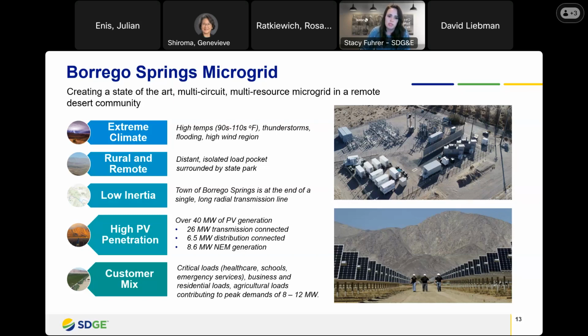The customer mix in Borrego Springs is quite unique. There are healthcare, schools, there are emergency services. The community, because it is a small desert community, does not have its own hospital, but it does have medical evac. There is business and residential load. There's also significant agricultural load in the area. And in the fall, that contributes to a peak of anywhere between 8 to 12 megawatts. If we could transition to the next slide, please.